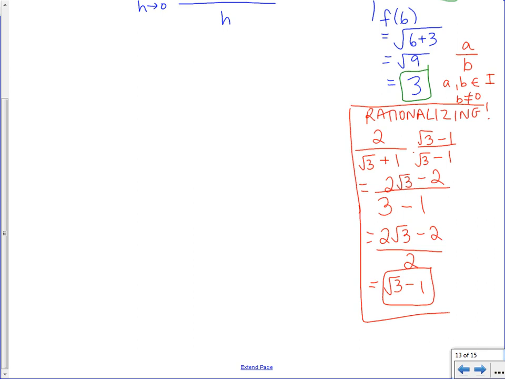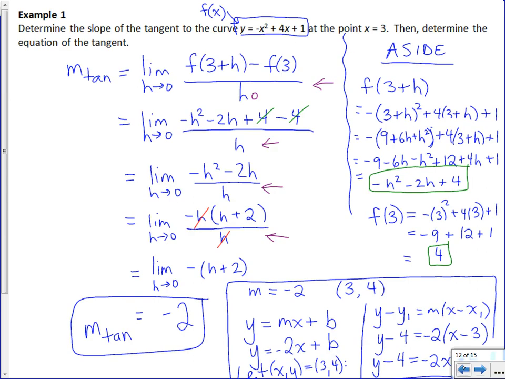Would you guys like me to attach, as a PDF, the worksheet that I gave, at least I gave my class, where I was just practicing rationalizing with numbers? Would you guys like that? Okay, I'll try and remember.